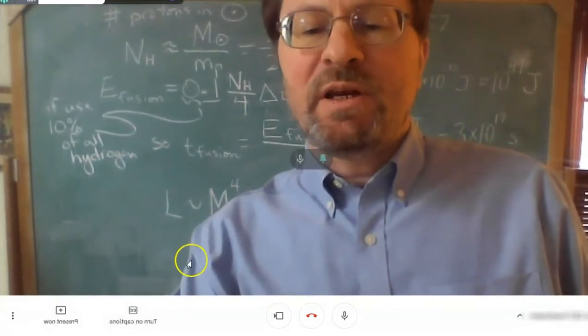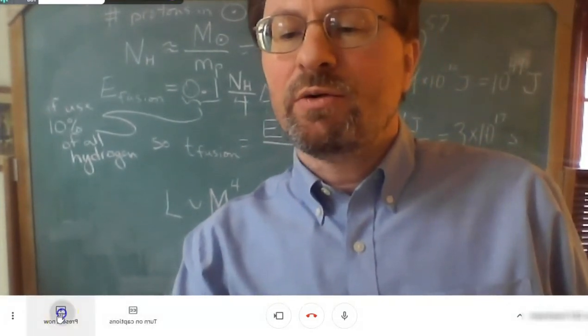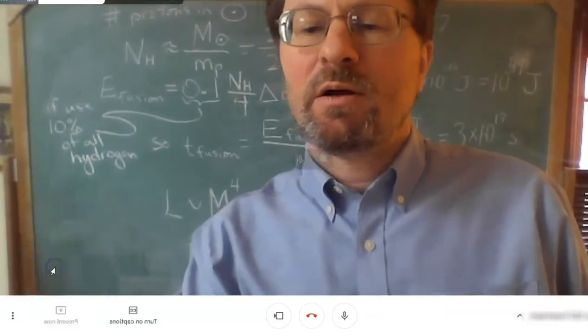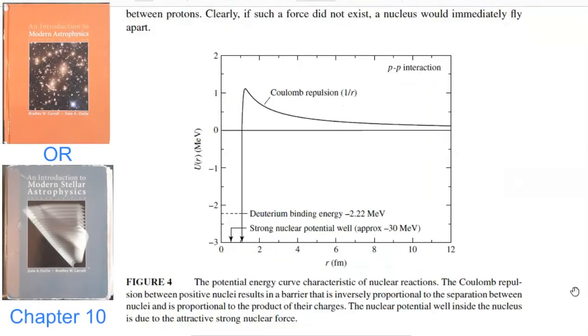Okay, in the final few minutes here, I wanted to share with you some of the images from your book. In fusion, what do you have to have happen? We're going to talk about the proton-proton chain more next time. But the idea is that you've got to get protons close enough together to one another that they can overcome their repulsion. And at first glance, that is rather surprising that it happens at all.